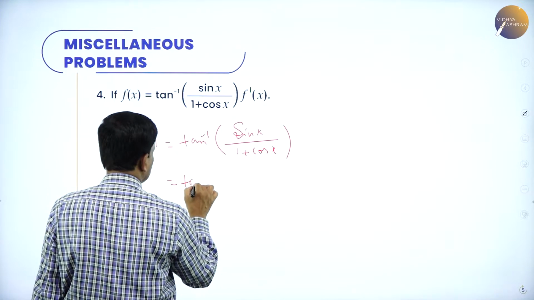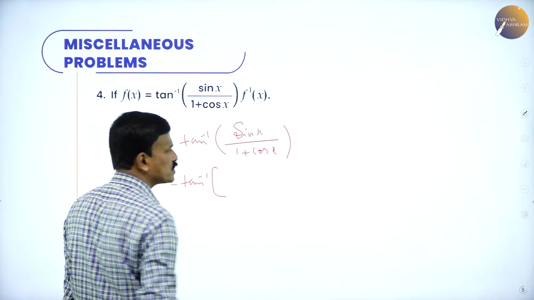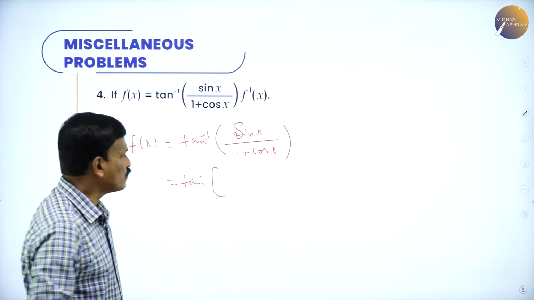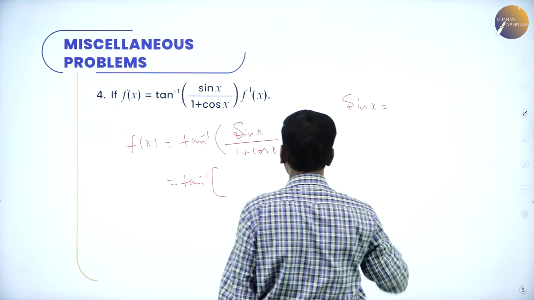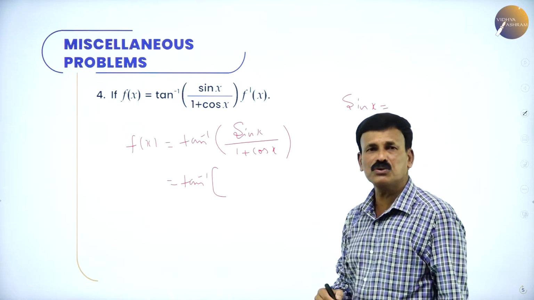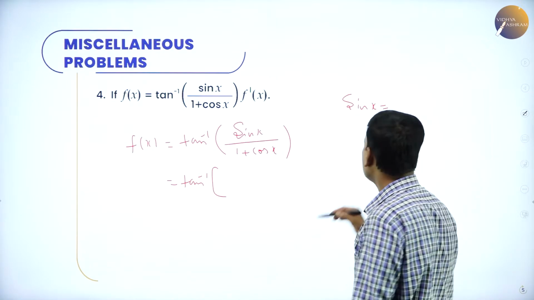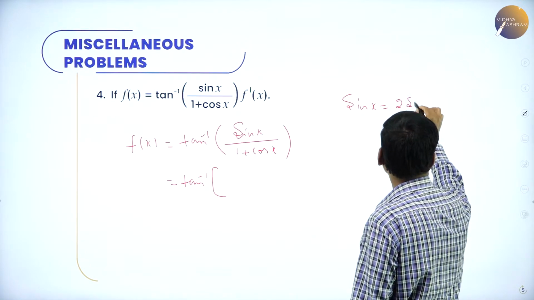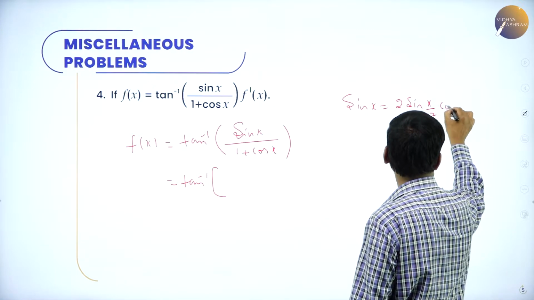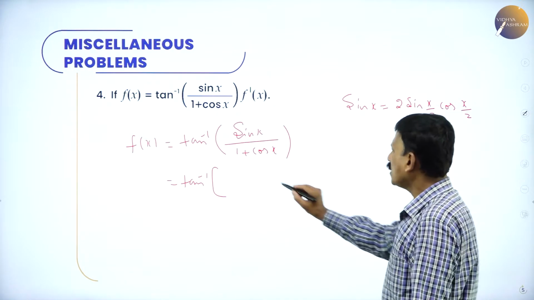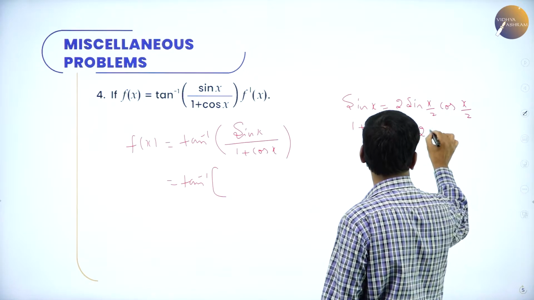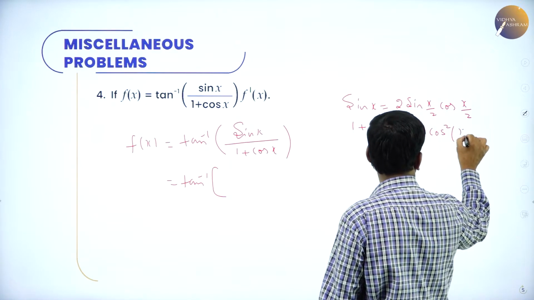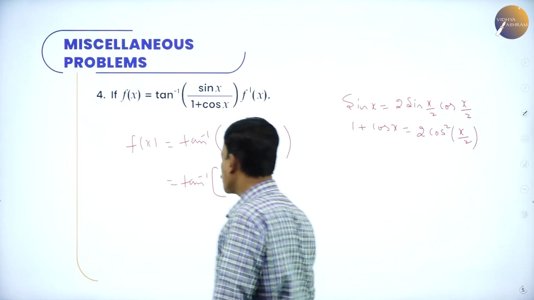Now, using these formulas, we know the formulas for sin x using multiple angle, submultiple angle. sin theta is also equal to 2 sin theta by 2 into cos theta by 2. This can be written as 2 sin x by 2 into cos x by 2. Now for 1 plus cos x, we have 1 plus cos x is equal to 2 cos square x by 2.